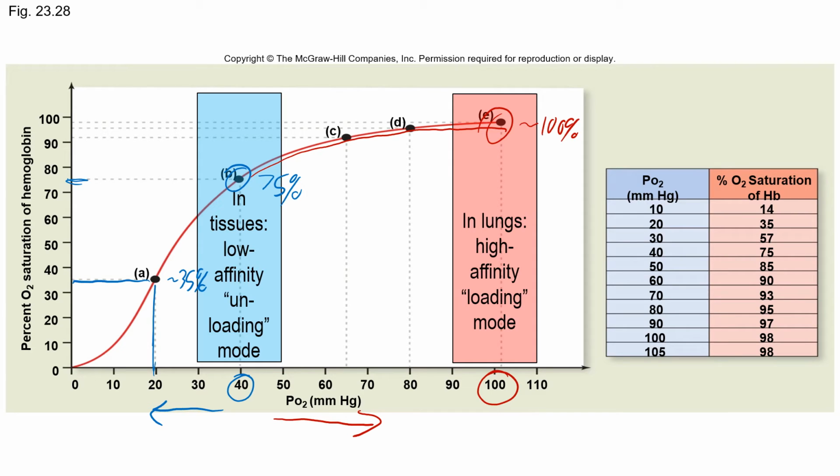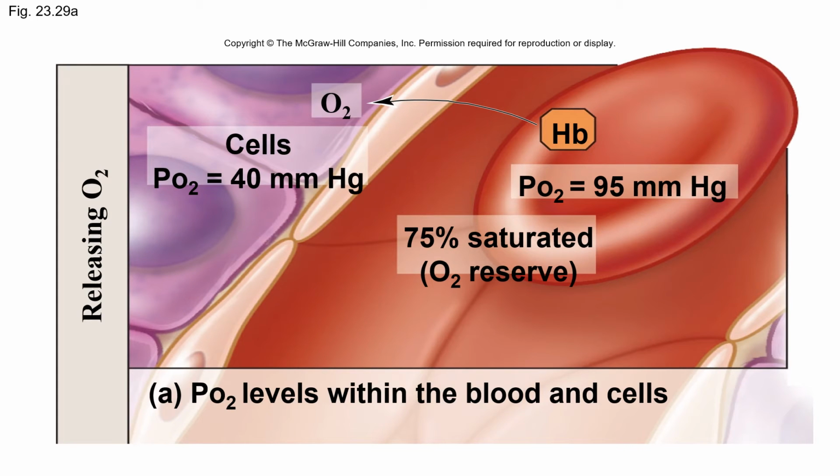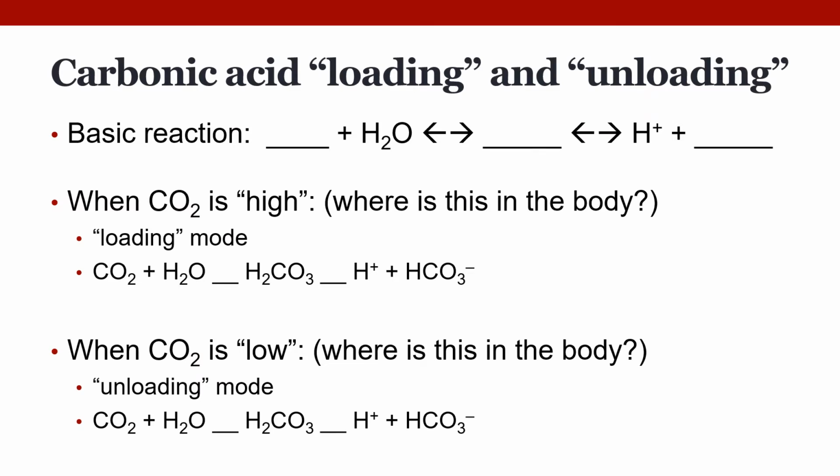So hemoglobin is engineered, okay, it's not engineered, it's evolved, but hemoglobin is evolved to let go of a small amount of oxygen in tissues that need a small amount, and a larger amount of oxygen in tissues that need a larger amount. Okay, and that 75% saturation that happens in your typical tissue is known as the oxygen reserve.